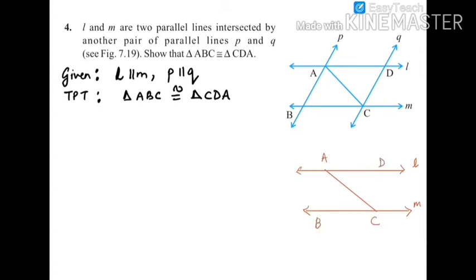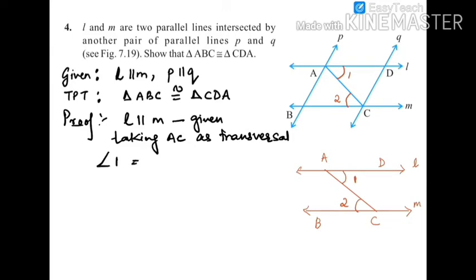So the alternate interior angles are angle DAC and angle ACB, and they will be equal. Let's mark these angles as angle 1 and angle 2. Marking these angles in the figure also. So now we can write angle 1 is equal to angle 2, as they are alternate interior angles.